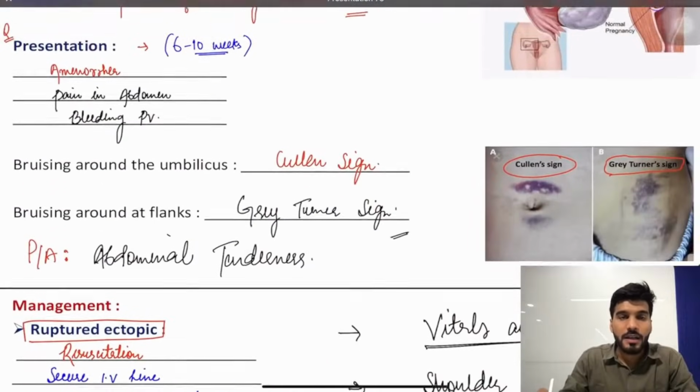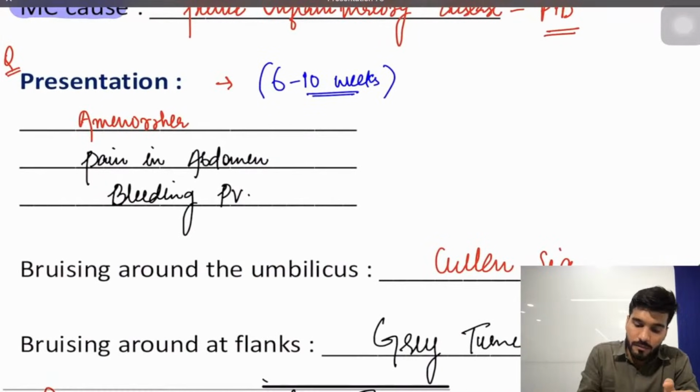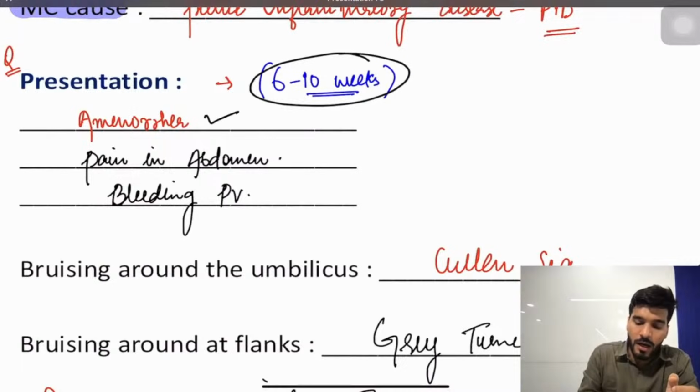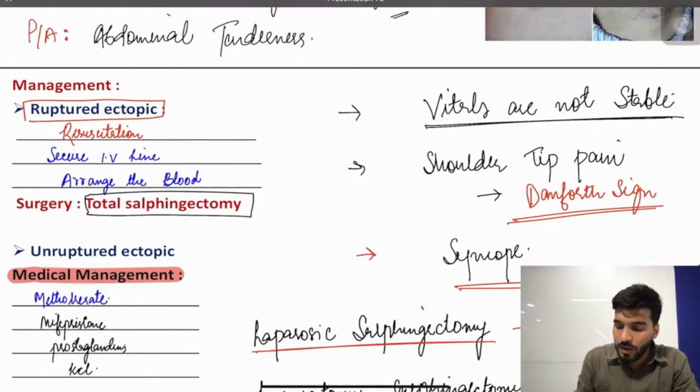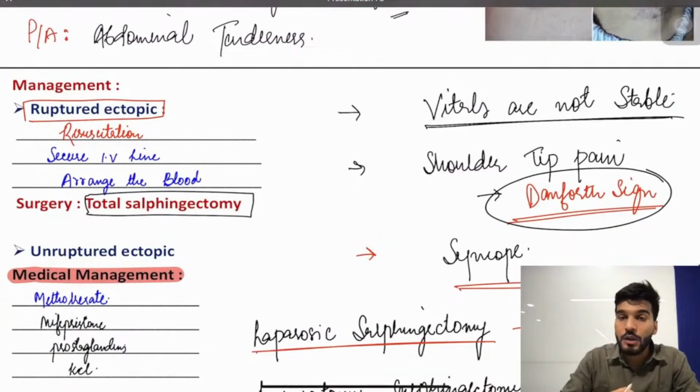Followed by that, the classical 3 symptoms of a patient having an ectopic pregnancy: amenorrhea, pain in abdomen, and bleeding per vaginum. But if it is a ruptured ectopic pregnancy, due to the hemoperitoneum and the excessive bleeding inside, there is an irritation of the diaphragmatic part and peritoneal cavity. The patient has a referred pain called shoulder tip pain, and this sign is called Danforth sign. Due to this hemoperitoneum, hypovolemia occurs, cardiac output is decreased, blood pressure is decreased, and that's why the patient also has transient syncopal attacks.